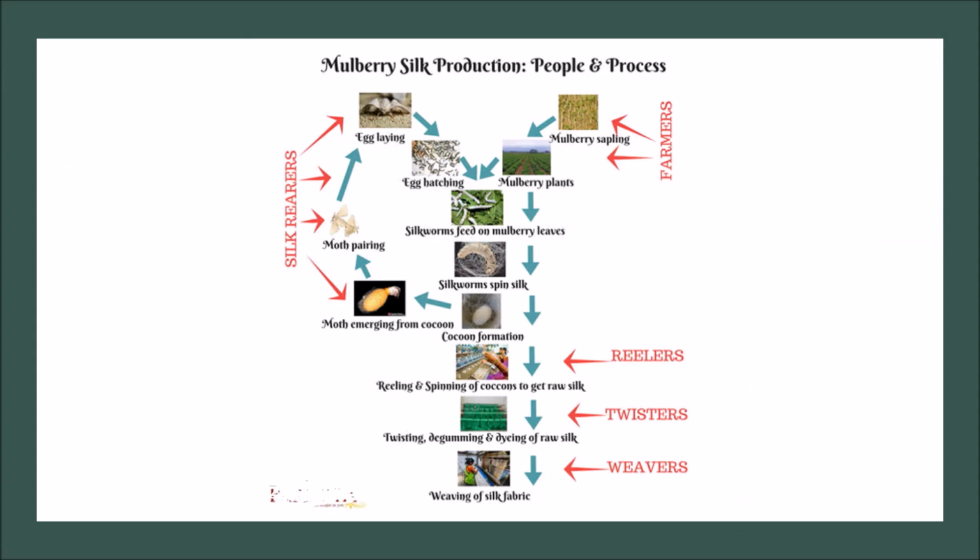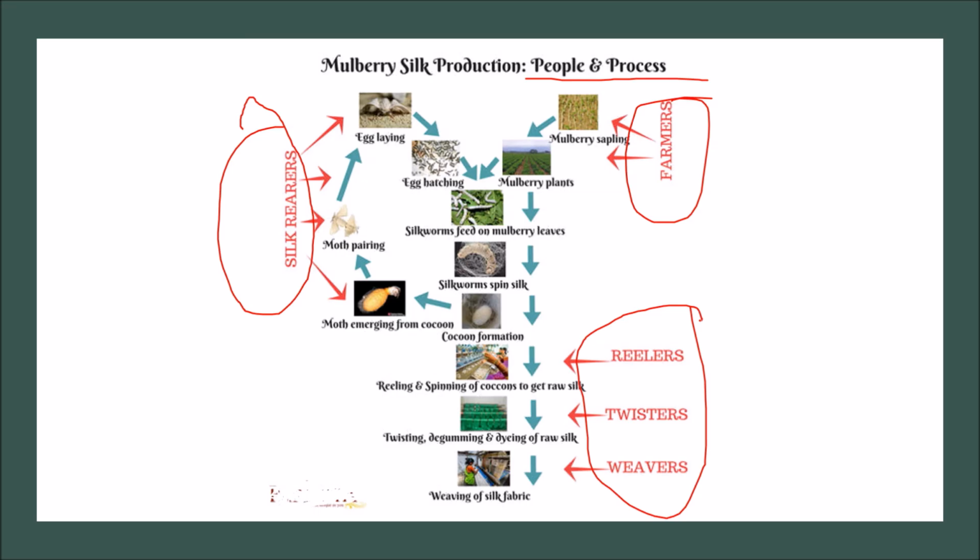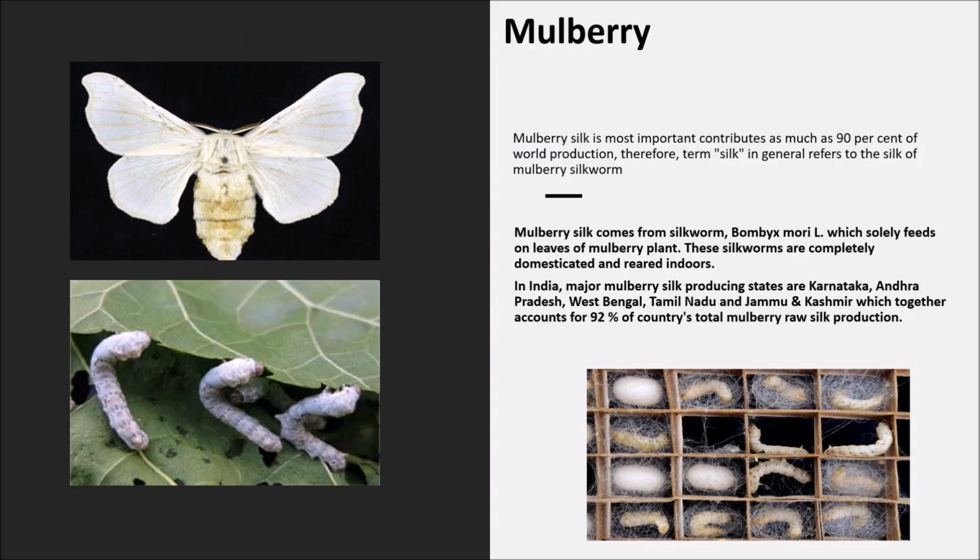Talking once again about silk production, to be precise, what are the people involved and what are the processes involved? It involves silk rearers, farmers, reelers, twisters, and weavers. These all are the people who are involved in the process. After the feeding happens, the feeding converts into a cocoon. The cocoon then undergoes a process, thereby converting into raw silk. Reeling and spinning happen. Twisting, degumming and further dyeing of the raw silk are in the process, converting it into weaving of the natural silk fiber. This is the entire process.